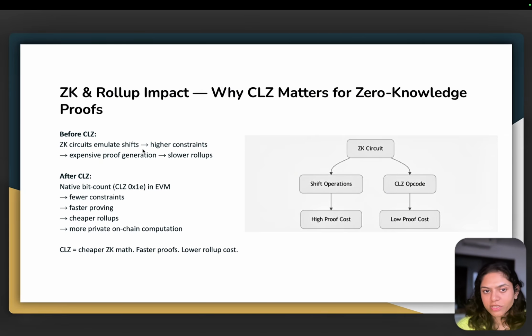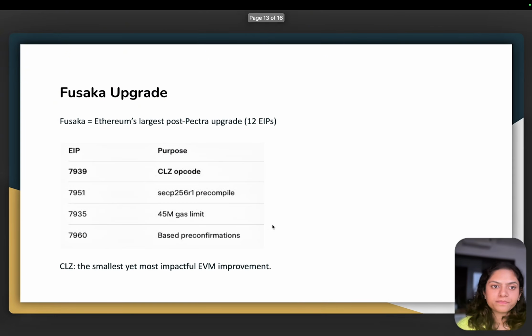ZK circuit emulation shift: higher constraints and expensive proof operations, slower rollups. Here the higher constraints happen. And after CLZ, native bit count, CLZ 0x1E in EVM. Fewer constraints, fewer proving, cheaper rollups, and more private on-chain computation. So CLZ equals cheaper ZK math, faster proof, and lower rollup cost.